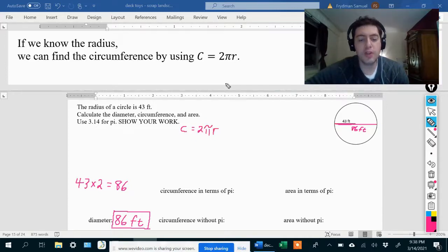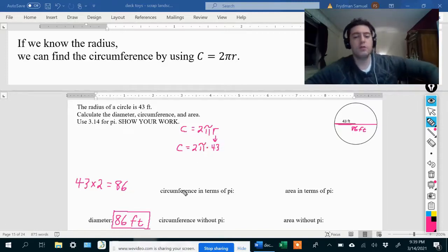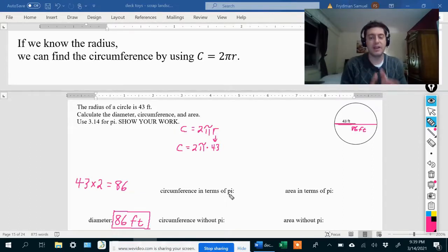Now we know what the radius is. The radius is 43 feet. So let's plug that in here. And we'll just keep the rest of the equation the way it was. So C equals 2 times pi times 43 now. Okay, now over here I wrote that we want to find the circumference in terms of pi. And then later we'll find the circumference without pi. What does that mean, finding the circumference in terms of pi? That just means that we're going to keep the pi in our answer. We're not going to multiply it out yet.